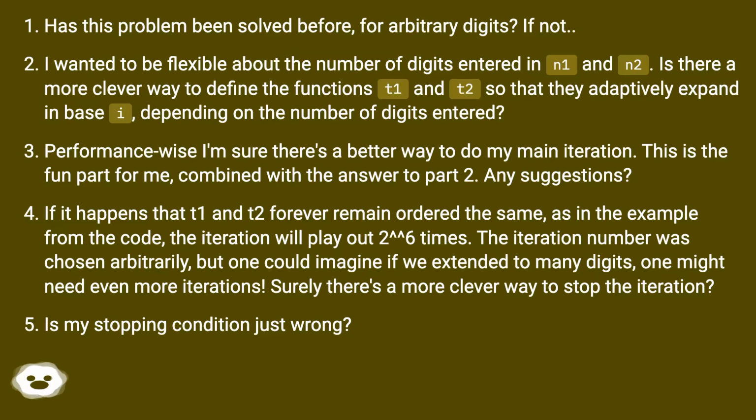Performance-wise, I'm sure there's a better way to do my main iteration. This is the fun part for me, combined with the answer to part 2. Any suggestions? If it happens that t1 and t2 forever remain ordered the same, as in the example from the code, the iteration will play out 2^6 times. The iteration number was chosen arbitrarily, but one could imagine if we extended to many digits, one might need even more iterations. Surely there's a more clever way to stop the iteration. Is my stopping condition just wrong?